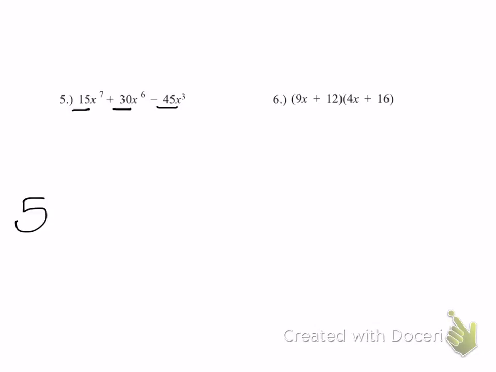Well, now I'm looking at my exponents. So my first term has x to the 7th. So that means I have 7 x's on there. So I've got 1, 2, 3, 4, 5, 6, 7. Okay, my second term has 6 x's. So I've got 1, 2, 3, 4, 5, 6. And then my last one has 3. 1, 2, 3. Because it's x to the 3rd.